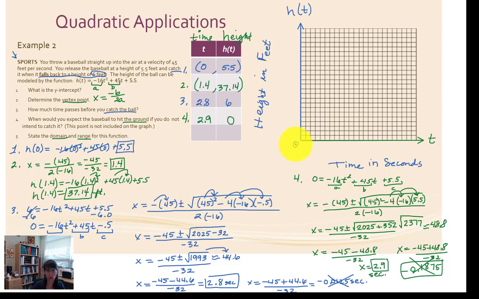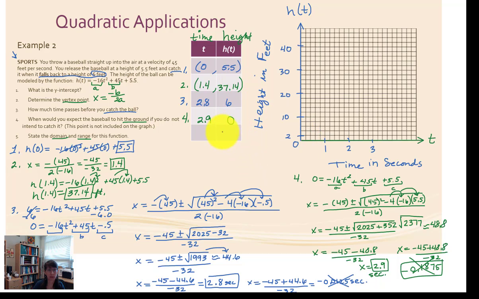We start with 0 for the scale, looking at the values for input time. Our largest is 2.9, so we could spread this out a little bit, maybe counting by 0.2. So 0.2, 0.4, 0.6, 0.8, here would be 1 second. So 3 is as large as we need to go. Considering height, 37.14 is our largest number, so I could just count by 2s.